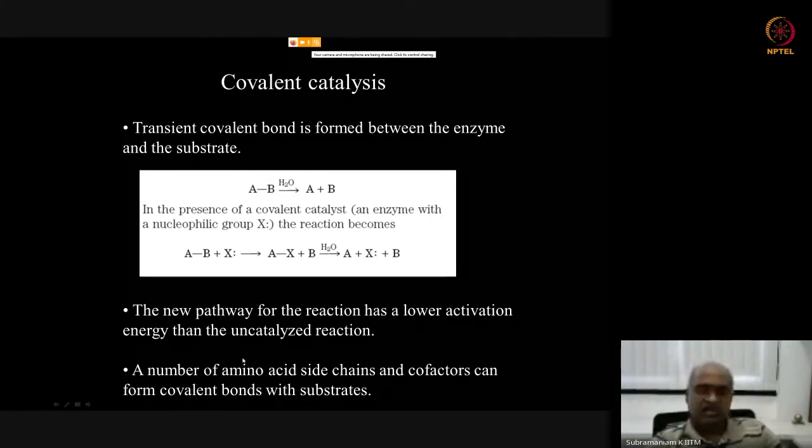And so this is how this new pathway reduces the activation energy compared to the uncatalyzed reaction. And I just told you this for a number of amino acid side chains. Cofactors we have not yet gone into, although we learned at the very beginning of the enzyme discussion that metal ions and vitamins function as cofactors and coenzymes. And when they are tightly bound, we call them prosthetic groups. So they can also help in this covalent catalysis.